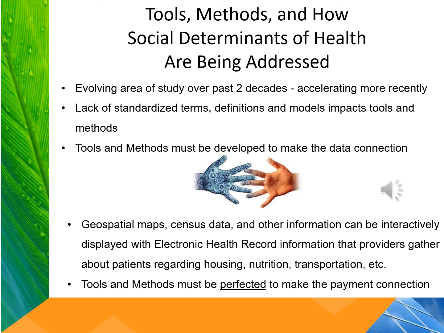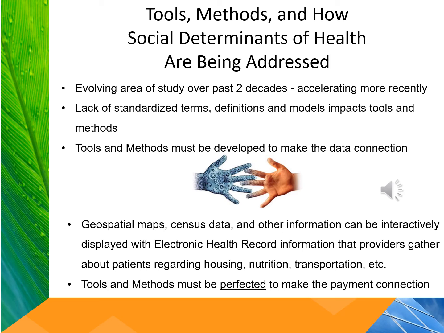Tools and methods must be developed to make the data connection between things like poverty and harder to serve patients with chronic conditions that won't improve, even though the provider interventions can be the same used on patients that might not live in poverty. This will help providers know what level of intervention is needed, whether it's a referral of services or services delivered directly to the home or follow-up calls and contacts from behavioral specialists and social workers.